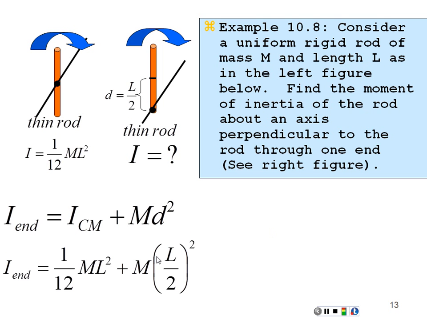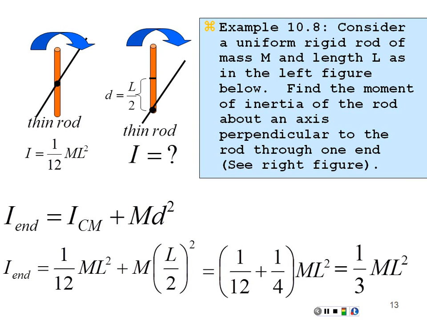So our new moment of inertia is going to be 1/12 ml squared for the moment of inertia about the center of mass plus m times L divided by 2 squared. This is going to be 1/12 plus 1/4 ml squared. That's going to be 1/12 plus 3/12, which would be 4/12, which would be 1/3 ml squared. So the moment of inertia of a thin rod about its end is 1/3 ml squared.